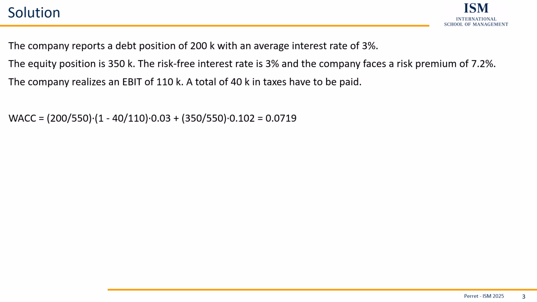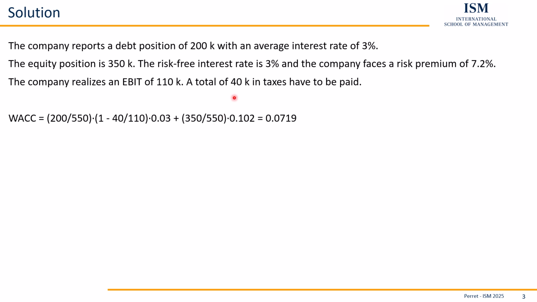Then we start with the first part, the weighted average cost of capital, the WACC interest rate. So here we first need to know our total capital. That's simply debt plus equity. So in this case, 550K. Out of the 550K, 200 are debt, 350 equity. So the share of debt is 200 over 550, the first part. Share of equity, 350 over 550.